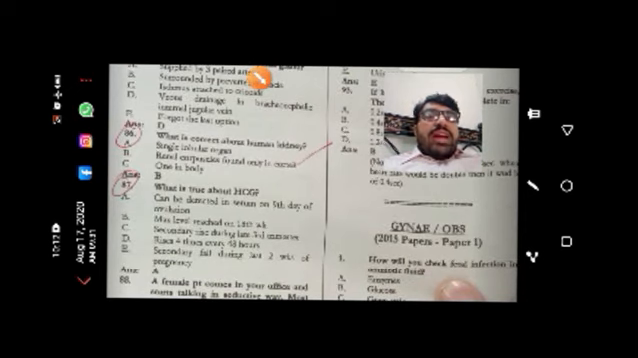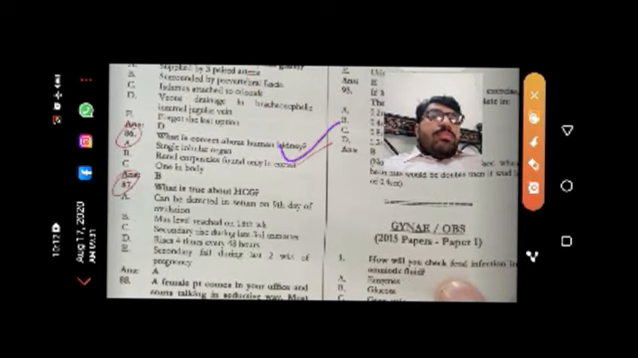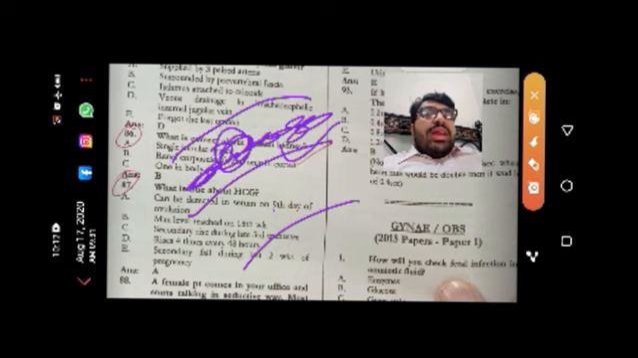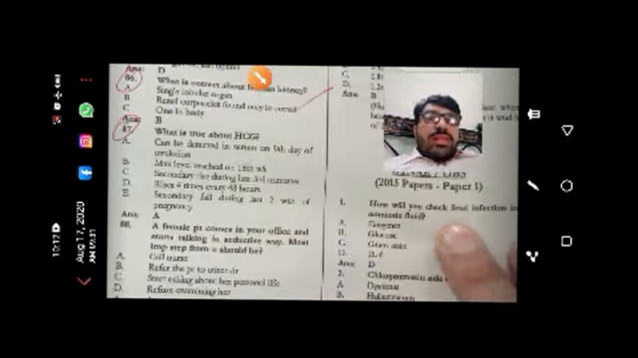What is correct about the human kidney? Now the renal corpuscles are only found in the renal cortex. If this is the renal cortex and this is the renal medulla, you will see the renal corpuscle only over here. Renal corpuscle means Bowman capsule and glomerulus. So they reside in that.